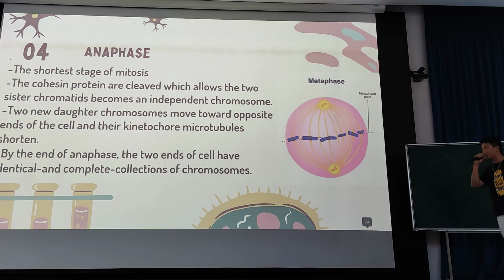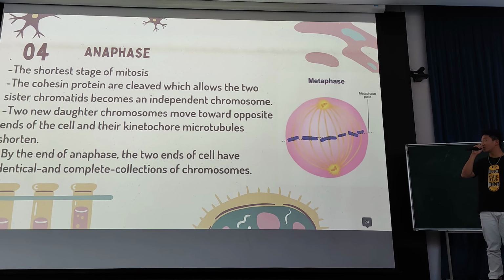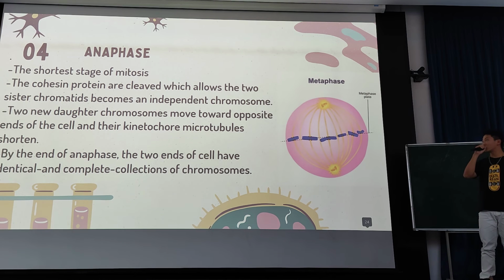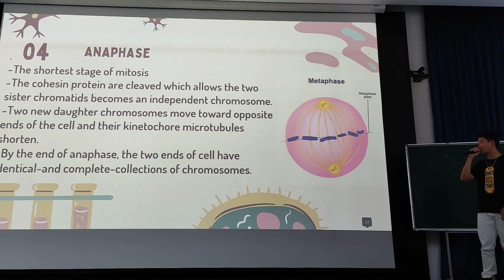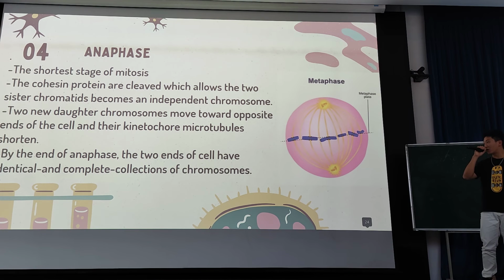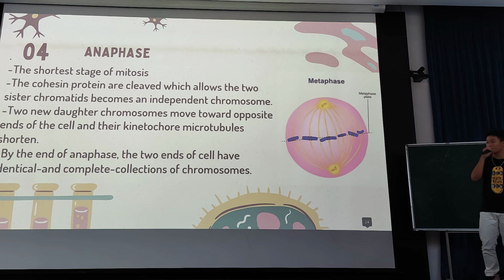Next is anaphase. It's the shortest stage of mitosis. The cohesin proteins are cleaved, which allow the two sister chromatids to become independent chromosomes. Two new daughter chromosomes move toward opposite ends of the cell, and their kinetochore microtubules shorten. By the end of anaphase, the two ends of cell have identical and complete collections of chromosomes.